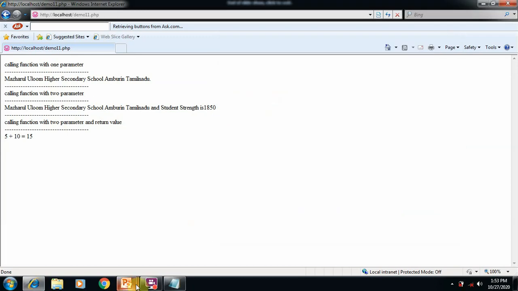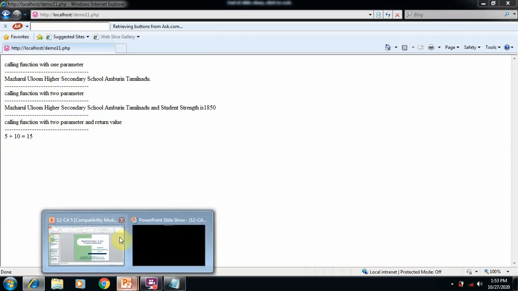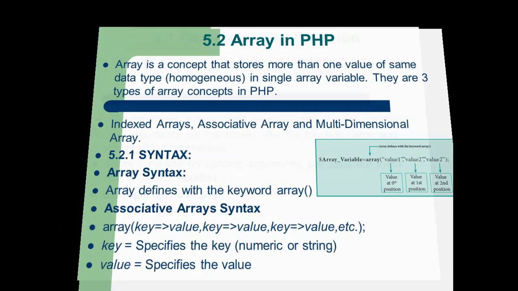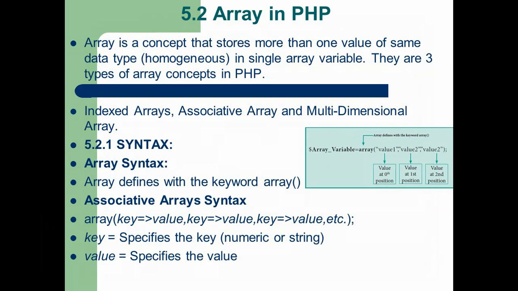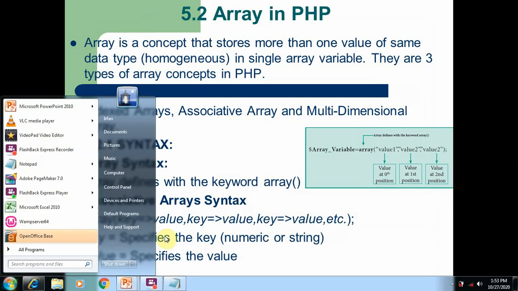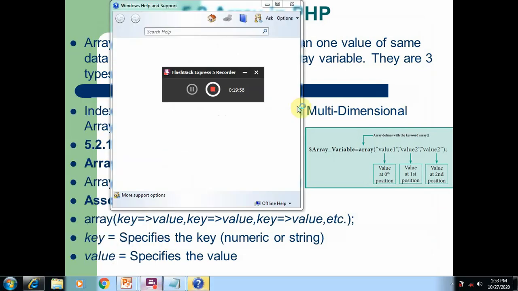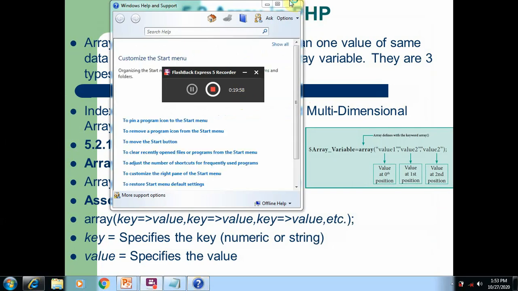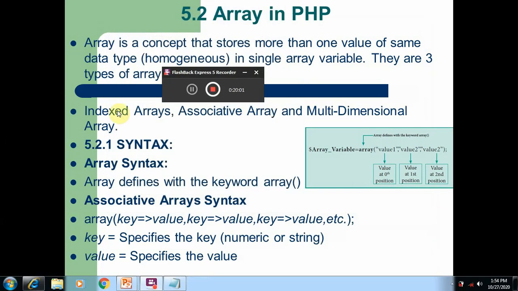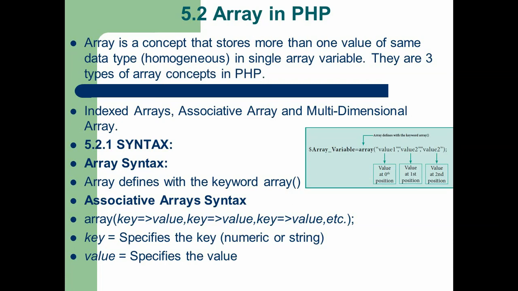Next we are going to see the next topic of this lesson: array in PHP. An array is a concept that stores more than one value of the same data type. That is, we store many values of the same, homogeneous data type in a single variable. The values may be different, but they are the same in data type as well as name, and they are different in index value.